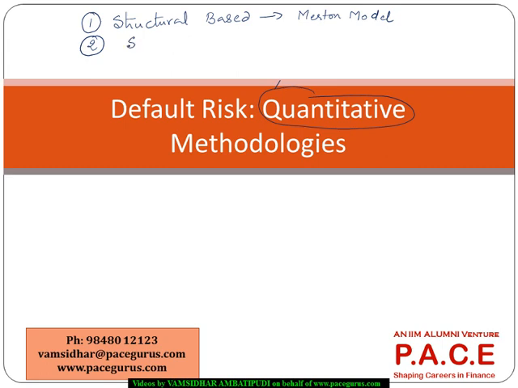Then we talk briefly about credit scoring kind of models, and then we try to understand the various classification mechanisms. How do various models classify a particular firm into a default or non-default kind of category? What are the various mechanisms that are being used in those things?